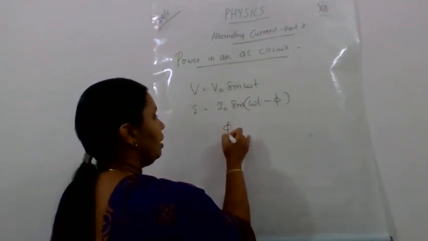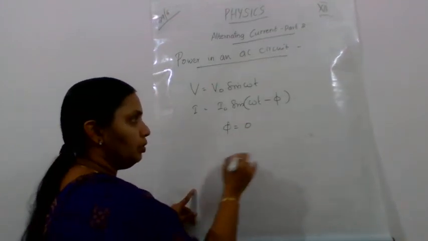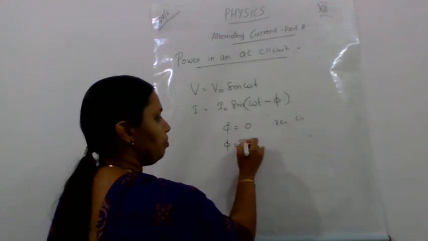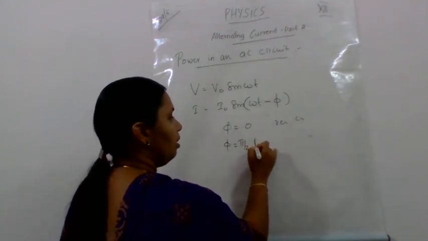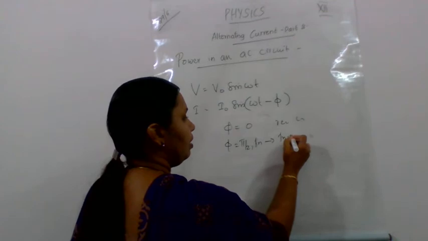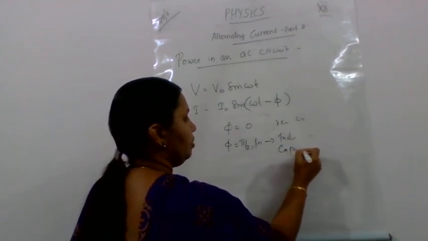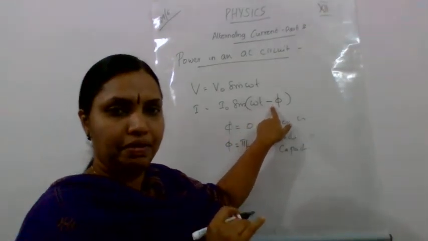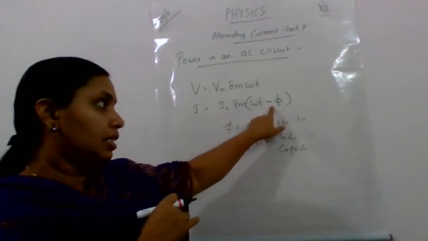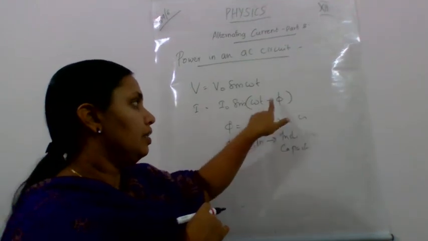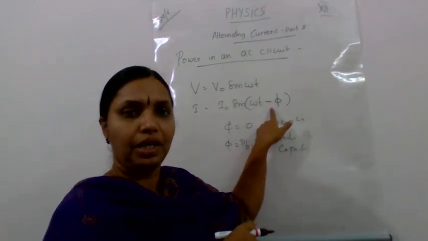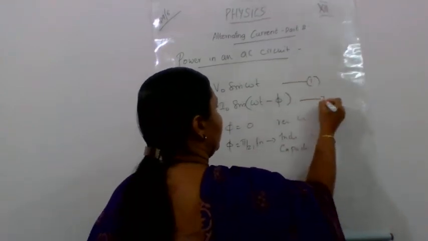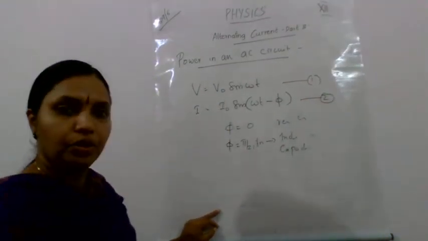Phi equal to 0 is in the case of which circuit? In the case of a resistive circuit. Phi is equal to 90 degrees in the case of both the inductive and capacitive circuits. In the capacitive circuit it will be plus 90, and in the inductive circuit it is minus 90. So the general expression we are writing is V equal to V0 sin omega t and I equal to I0 sin(omega t minus phi).